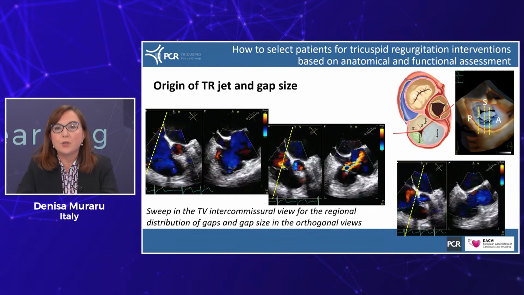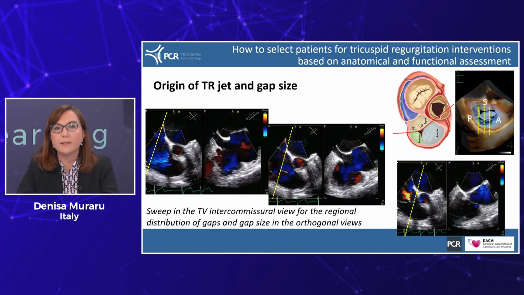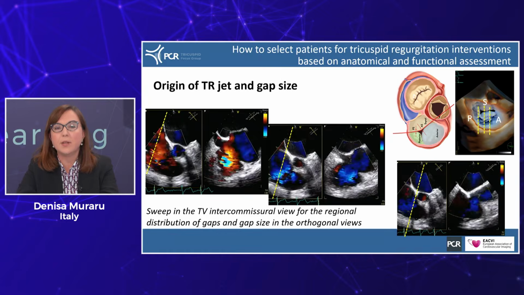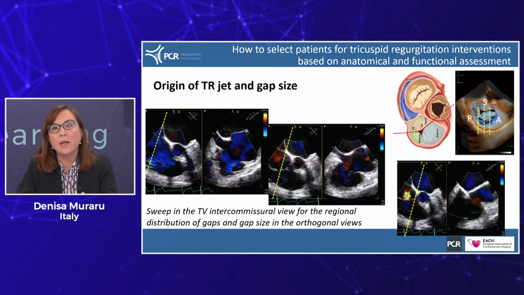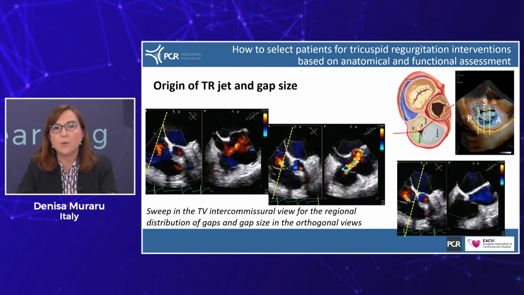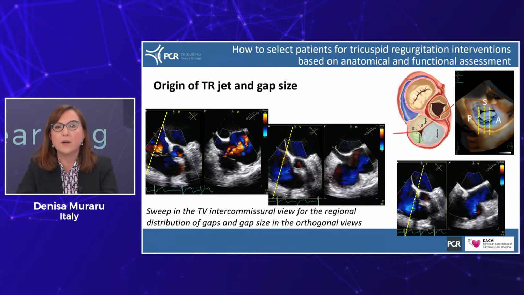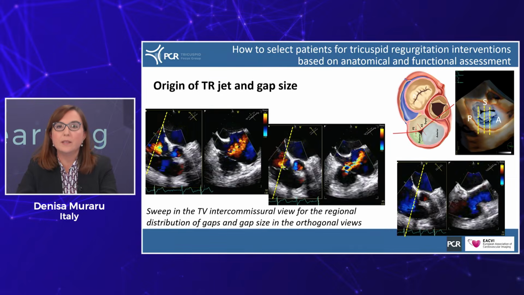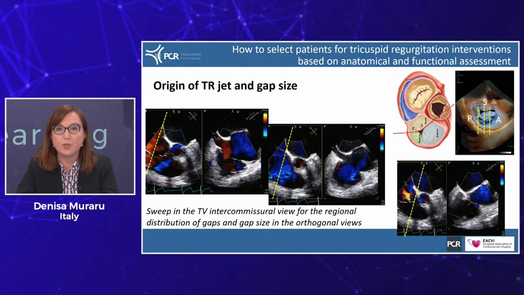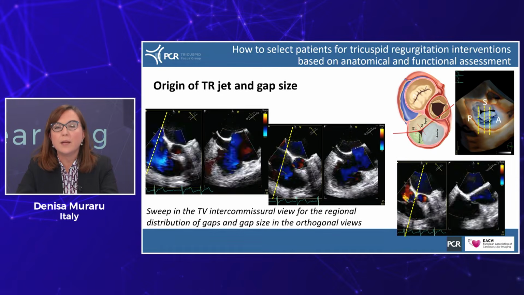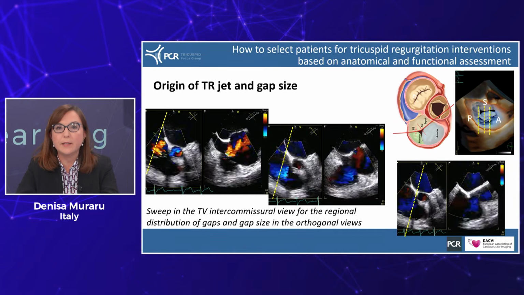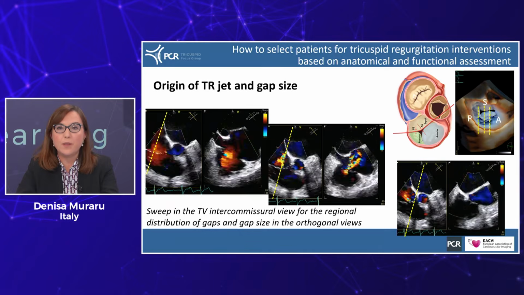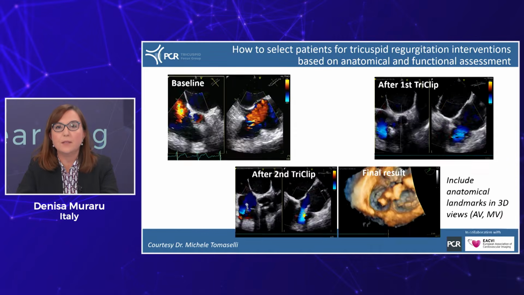Finally, the imager should be able also to provide a systematic evaluation of the gap extension and the gap size using this sweep in the inflow-outflow view from the most posterior to the most anterior part of the tricuspid valve. And this is important to localize where it is, at the level of the largest regurgitant orifice, because this is where the grasping will have to be done. And the imager should verify the quality also without color of the visualization of the leaflets.